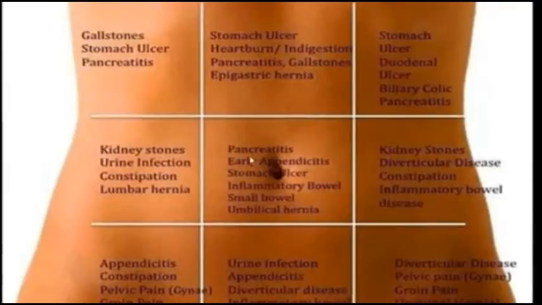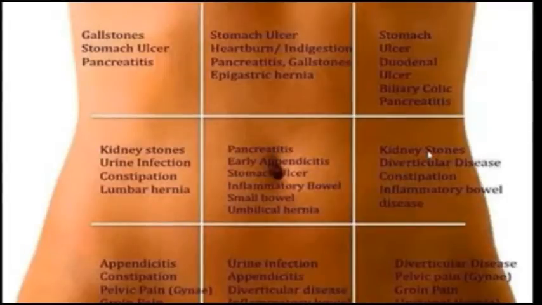In the umbilical region, we're going to have pancreatitis, stomach ulcers, inflammatory bowel and small bowel disease, and umbilical hernia because this is the area where the umbilicus is. But I'd like to remind you that we're going to have early appendicitis in this area. The patient who has early appendicitis is going to present with pain around the umbilical region. But that doesn't mean that the appendix lies here. No, the appendix lies in the right iliac region. But usually early appendicitis pain is going to present around the umbilicus.